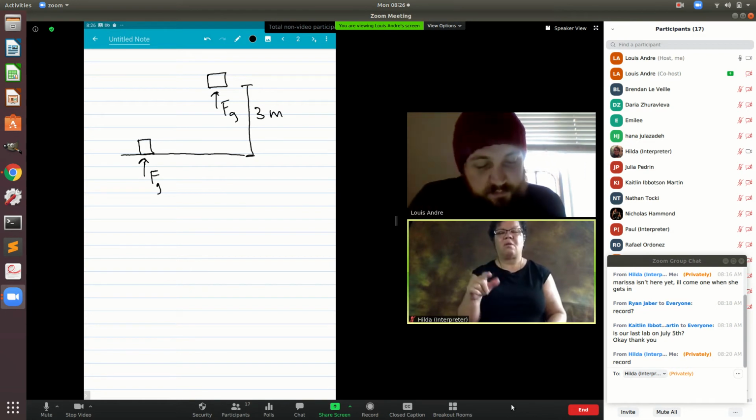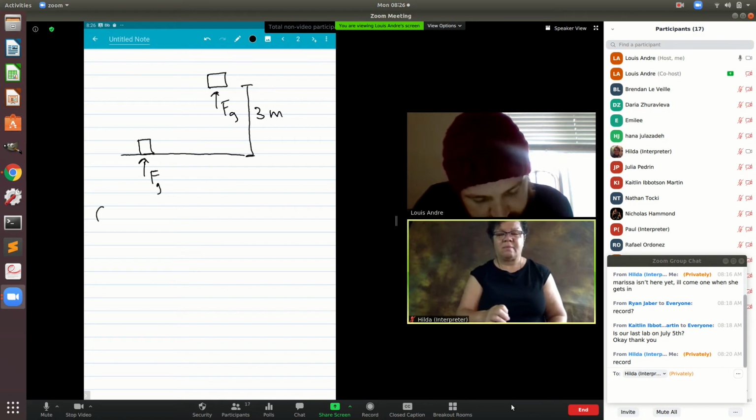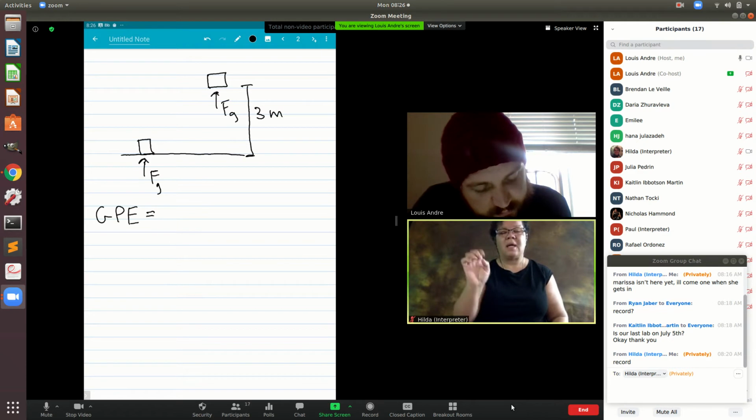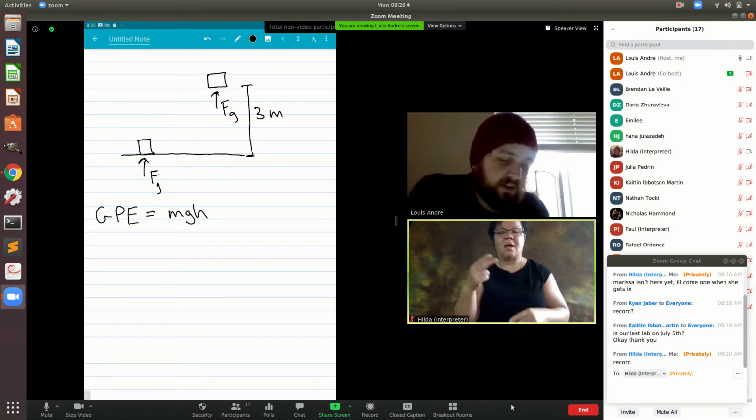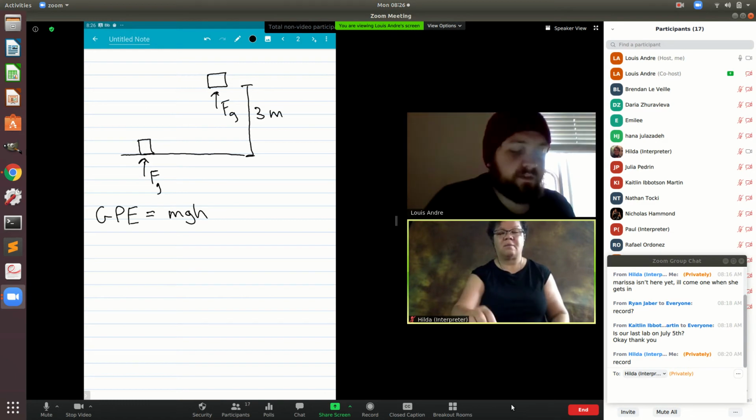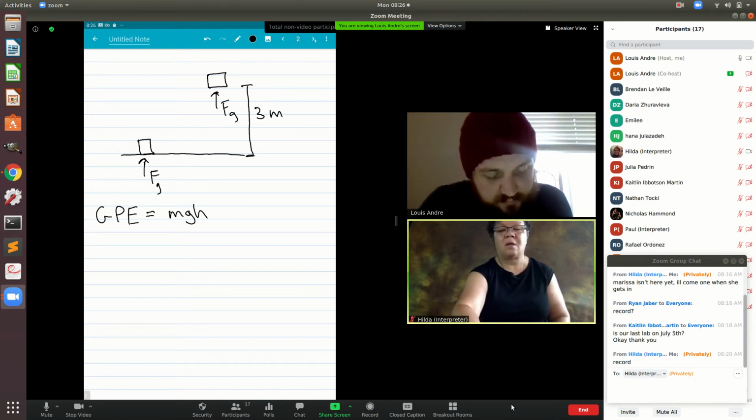And this is something that you may or may not have spoken about in class, but GPE, sometimes it's called, gravitational potential energy, is written as mass times gravity times height. Some of you may recognize that, some may not. Let's go ahead and look at the work done on this object, right? So let's look at the work done.